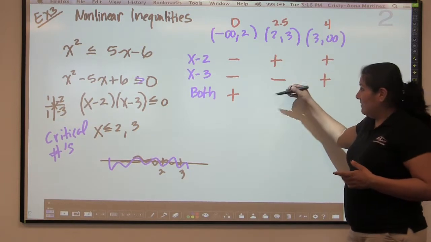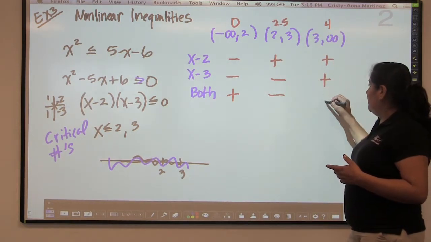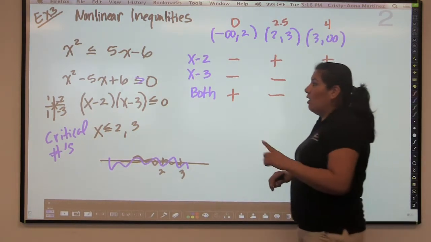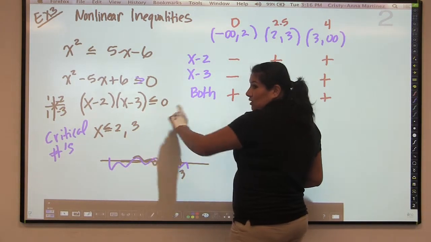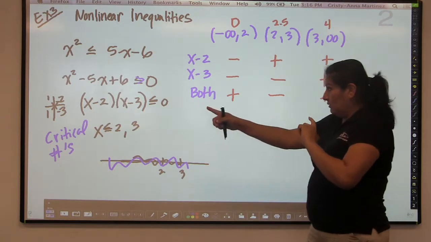A positive and a negative is a negative. A positive and a positive is a positive. So they want the negative. They want the product to be negative, less than 0. Right? That's what they want, less than 0.